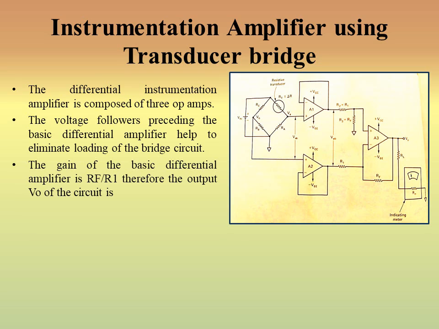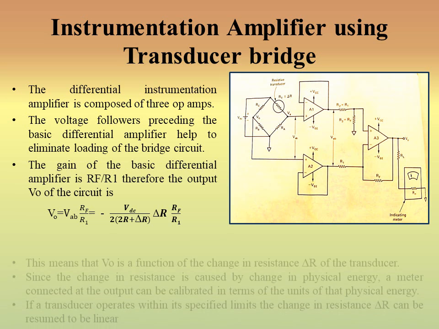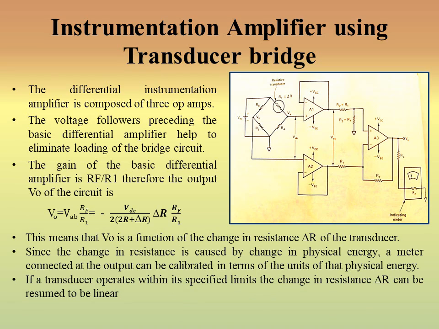Therefore, what will be the output voltage of this circuit? The output voltage will be simply VAB as the input voltage and gain RF upon R1. So putting in the value of VAB, we can write the following equation. Now what does this equation mean? This means that VO is a function of the change in resistance delta R of the transducer.